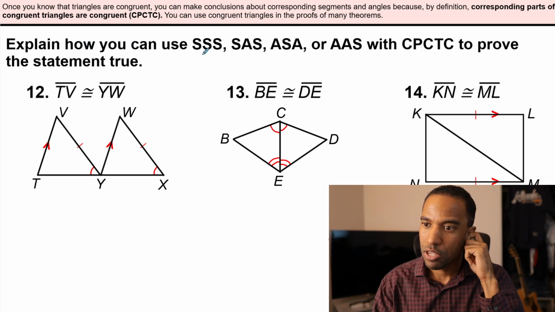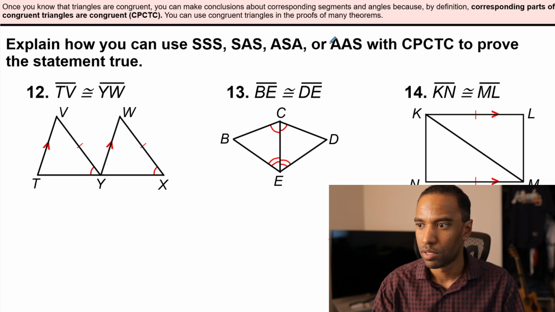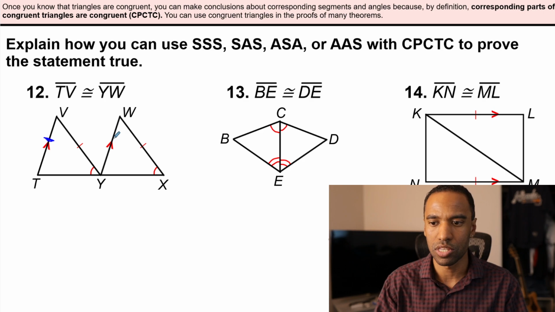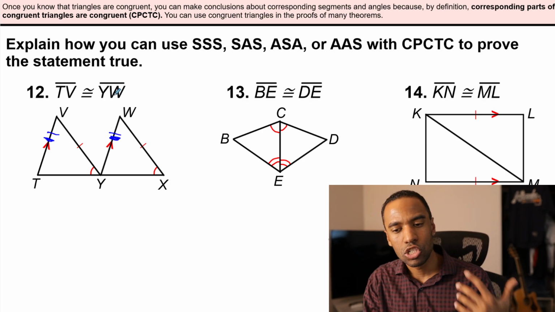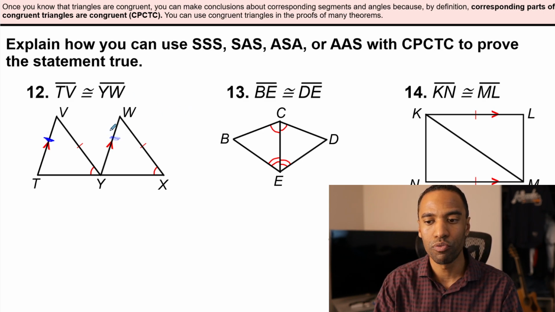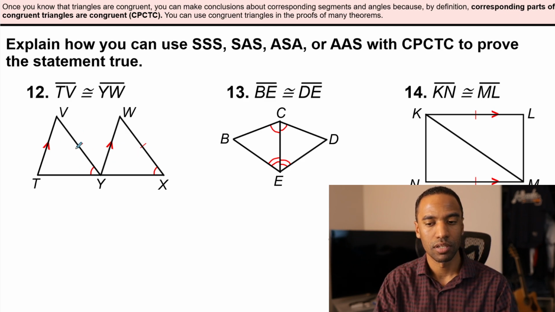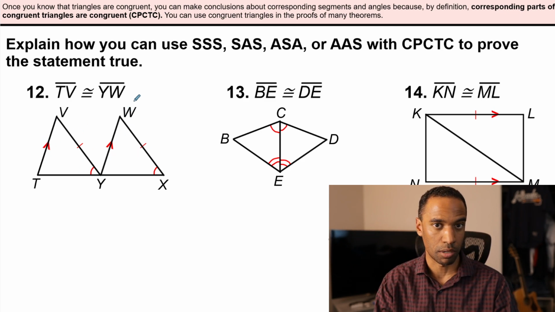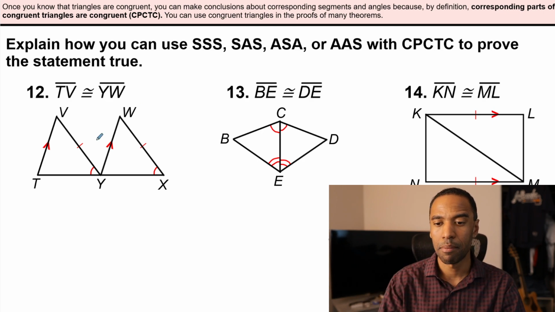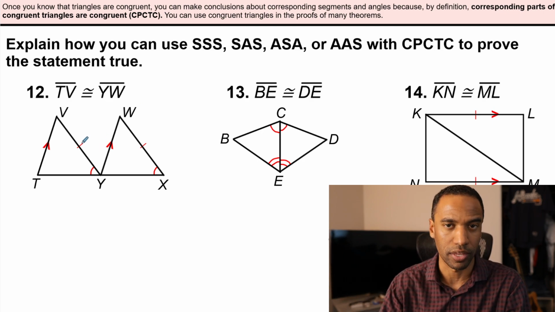So it says explain how you can use any of these here with CPCTC to prove this statement true. So I have a statement here, guys. I want to figure out that the segment TV right here is congruent to the segment YW. Well, I'd have to do two things here. I can't just state that they're congruent. What I'll have to do is find a way to prove the triangles are congruent themselves, outside of using TV and YW as segment lengths. If I can prove that the triangles are congruent, then that must mean that those segments will be congruent thereafter.